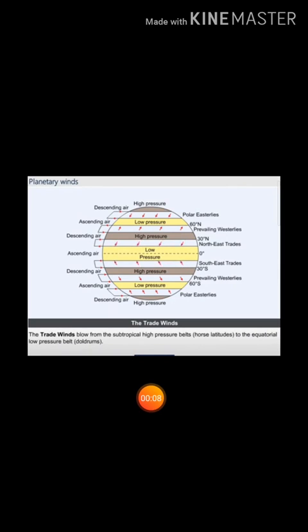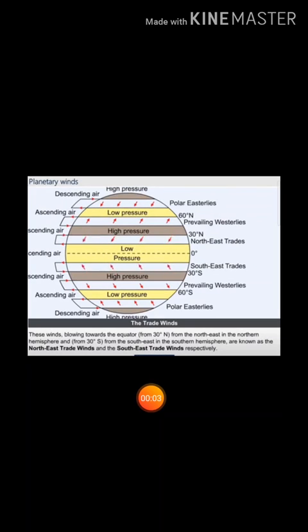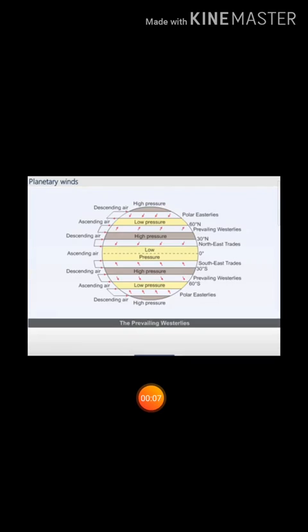The trade winds blow from the subtropical high pressure belt to equatorial low pressure belt. They are constant in strength and direction, and therefore the name trade, which in Latin is trado, which means constant direction. These winds blowing towards the equator from 30° north from the northeast in the northern hemisphere and from 30° south from the southeast in the southern hemisphere are known as northeast trade winds and southeast trade winds respectively. They are also called the northeast trades and the southeast trades.